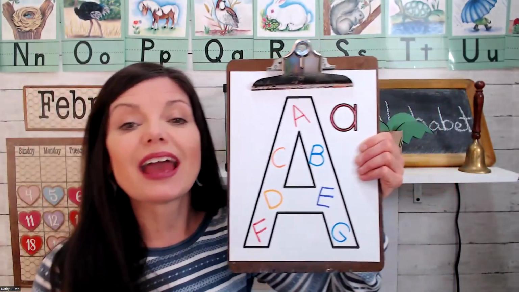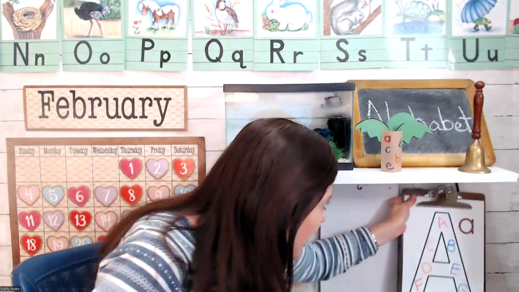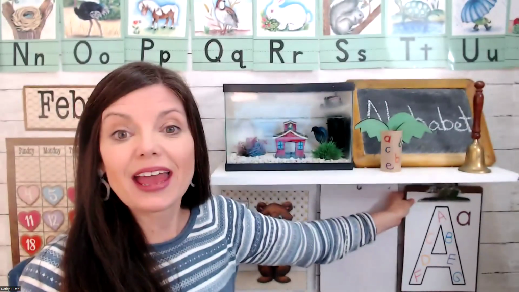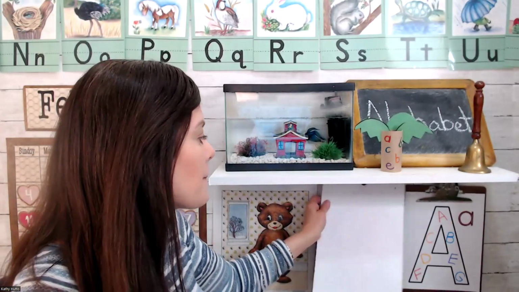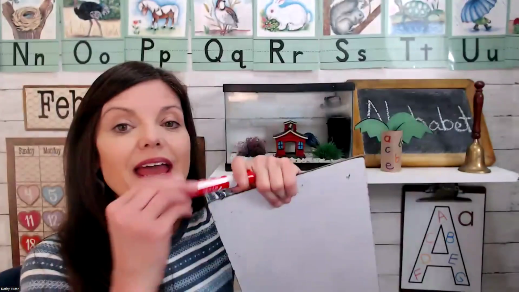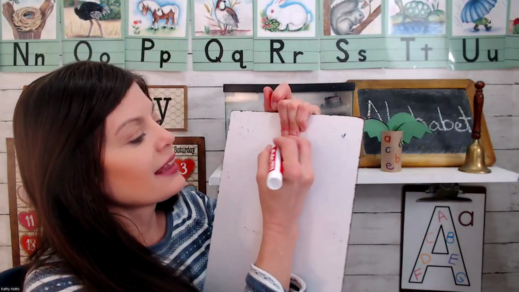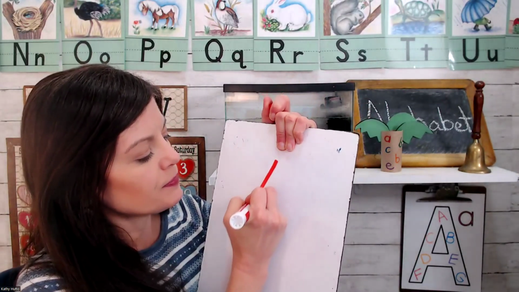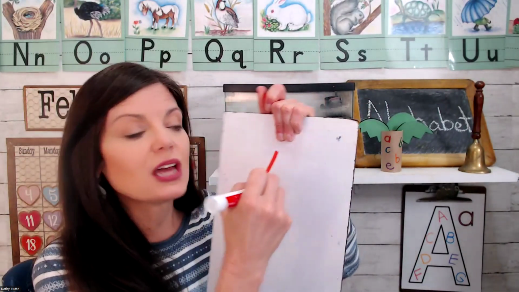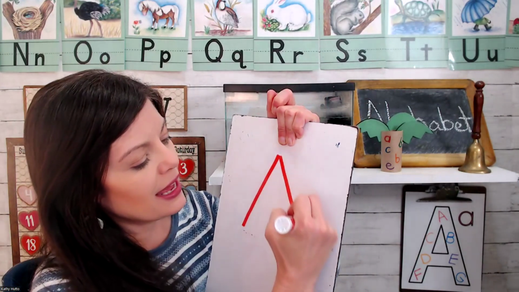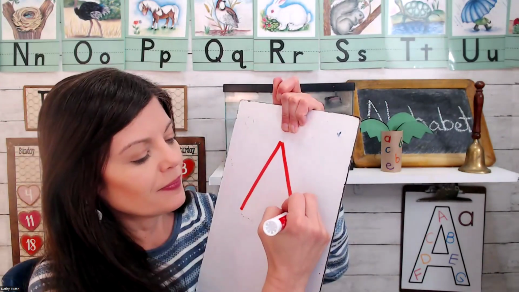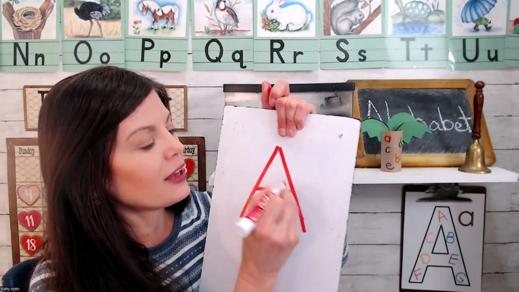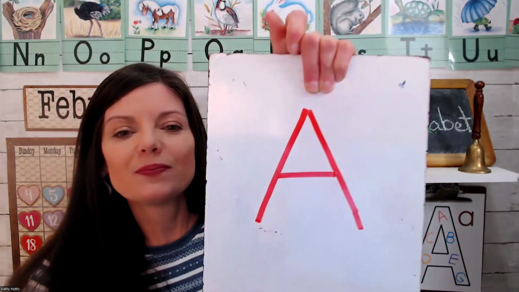It's letter A. Now that we can recognize letter A, we'll practice writing it. To write letter A, we're going to make a line that goes down this way, go back to the top, and slide down the other way, and then make a line that goes across in the middle.